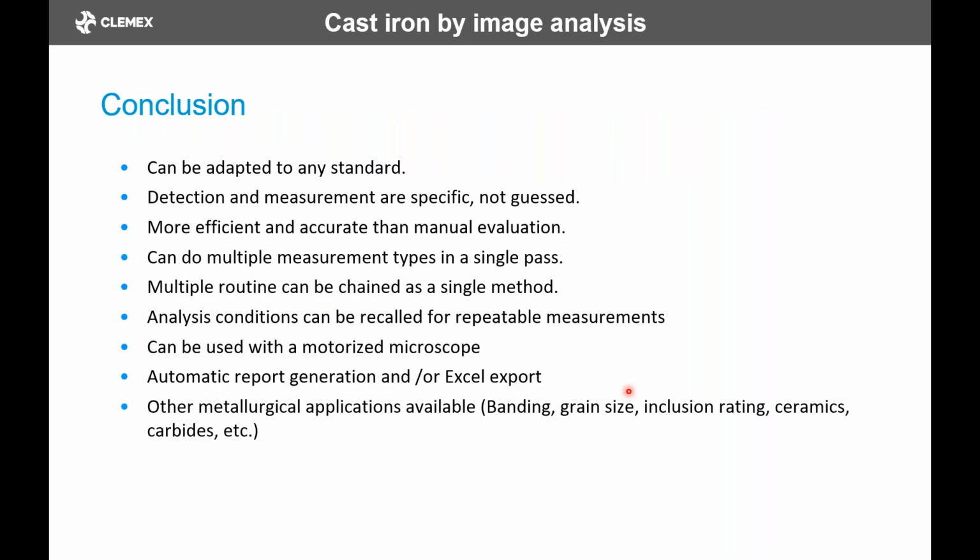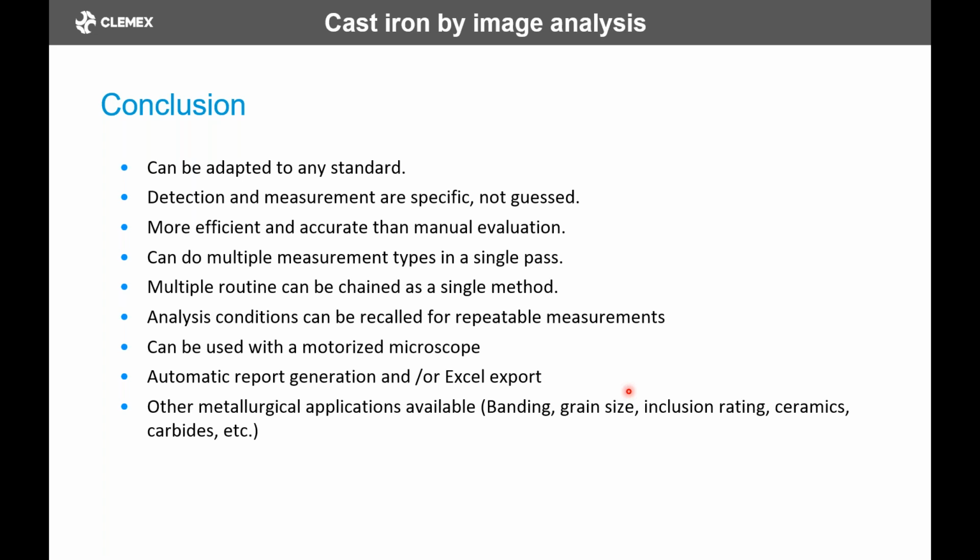And so in conclusion, we can adapt to any standard, pretty much. The detection compared to a manual is not guessed. It's really when you're looking at D and B type of class, everything is done more automatically because you have a better evaluation. You can see it, draw around it, and it's more efficient.